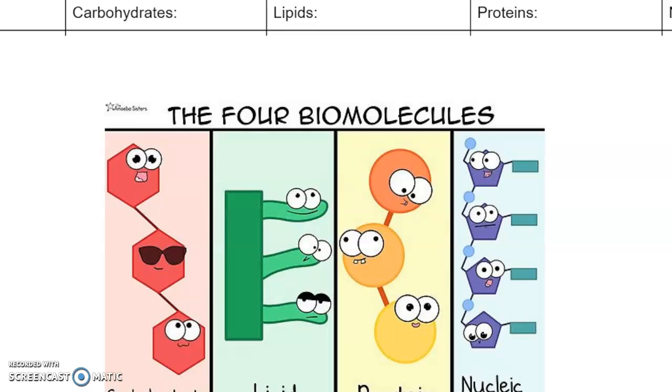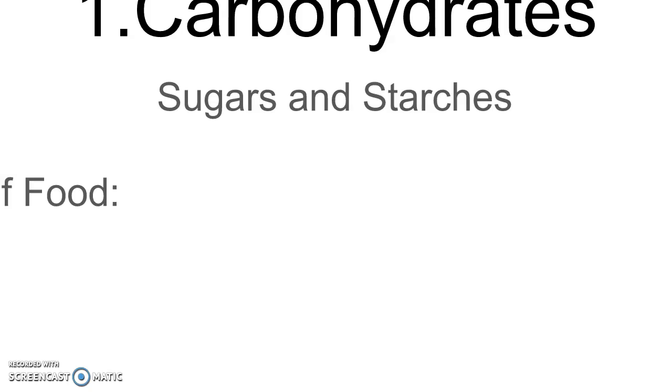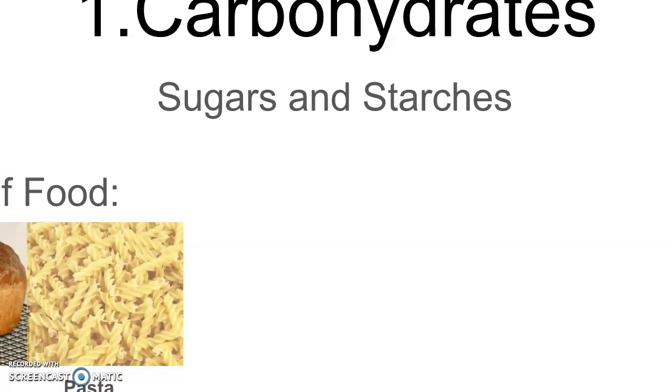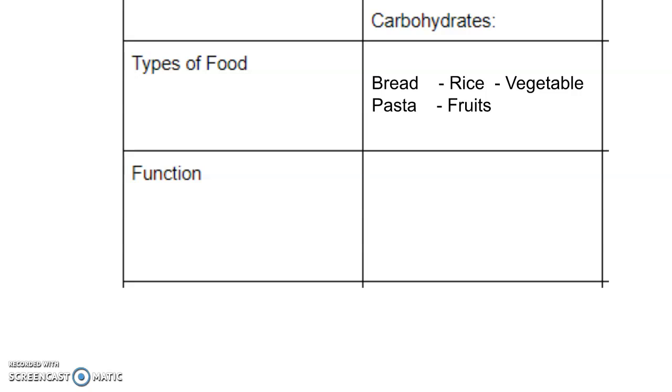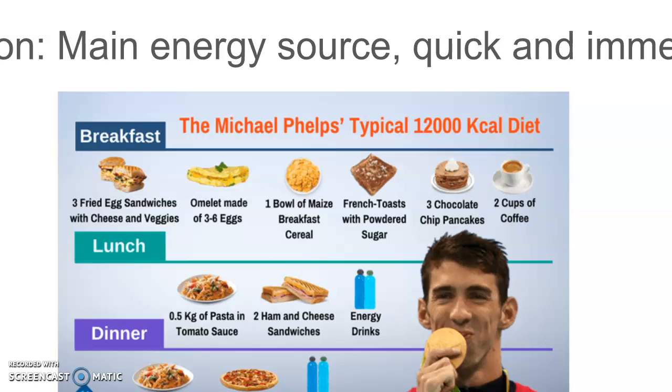So defining biomolecules. So a molecule that is produced by a living organism designed to carry out a specific function. So remember the 4 are carbohydrate, lipid, proteins, and nucleic acid. So some carbohydrates, you have sugars and starches. So you have bread, pasta, rice, fruit, and vegetables. So in your chart, types of food: bread, rice, vegetables, pasta, and fruit. So the function is going to be main source of energy.